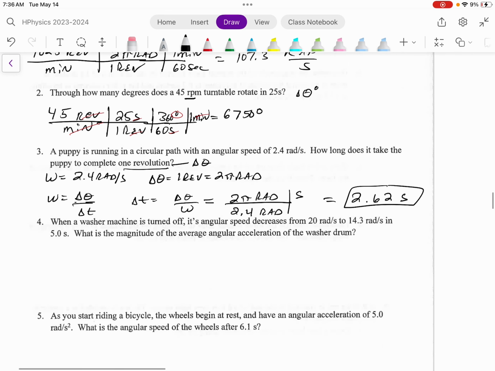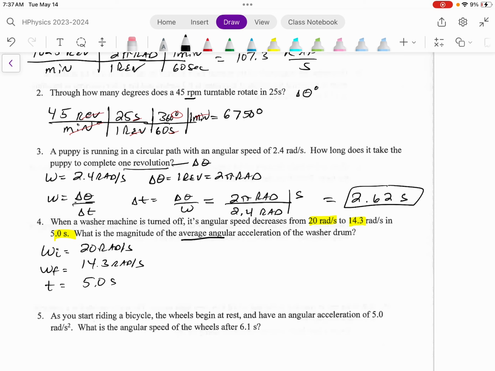When a washer machine is turned off, its angular speed decreases from 20 rads per second to 14.3 rads per second in 5 seconds. There's your 3 variables. Now, what are those variables? Well, the initial angular speed was 20 radians per second. The final angular speed was 14.3 radians per second. And the time was 5 seconds.